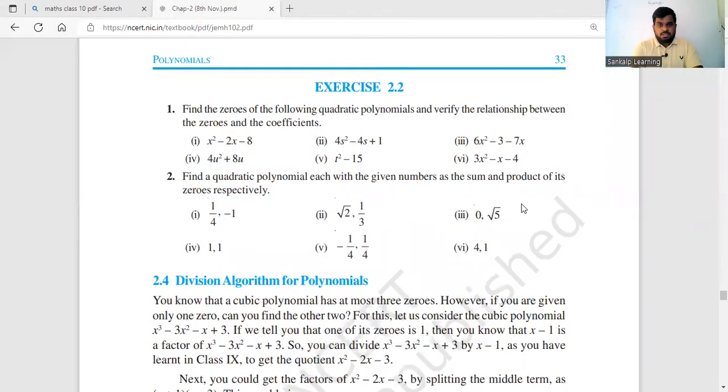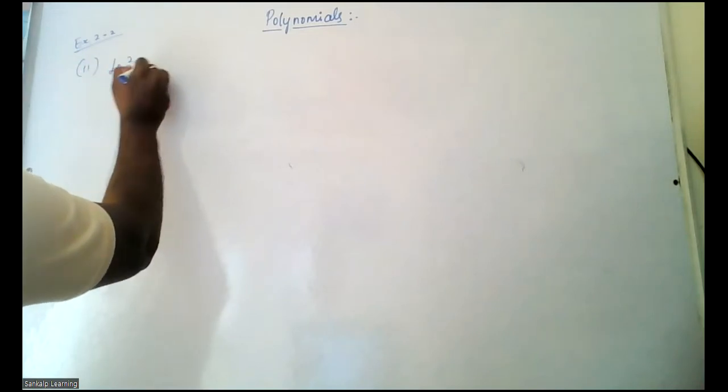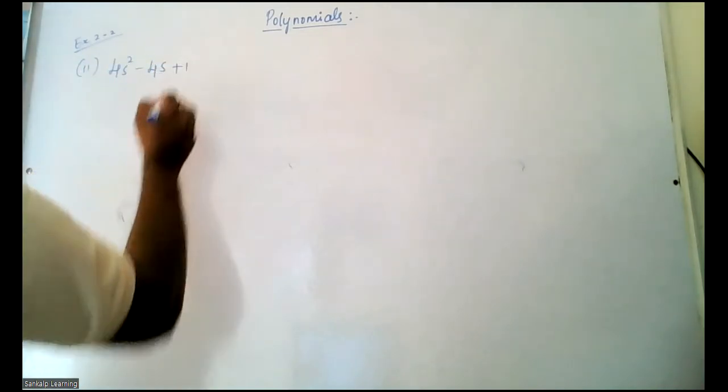So second question, it is 4s square minus 4s plus 1. Now what is this? It is a polynomial in variable s. So we write it as p of s. The first question was p of x. The second question is p of s. That's it. You can also take it as x, no problem. The question is 4s square minus 4s plus 1. So let's solve this, the second question, 4s square minus 4s plus 1.